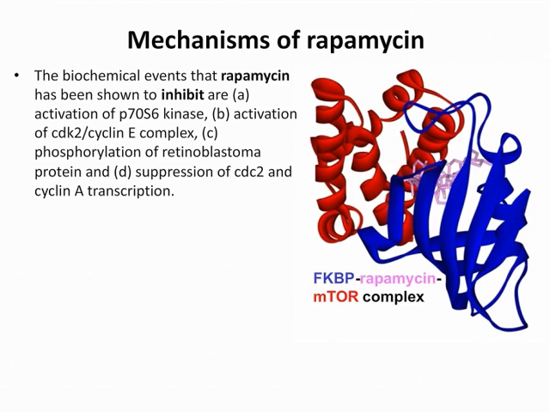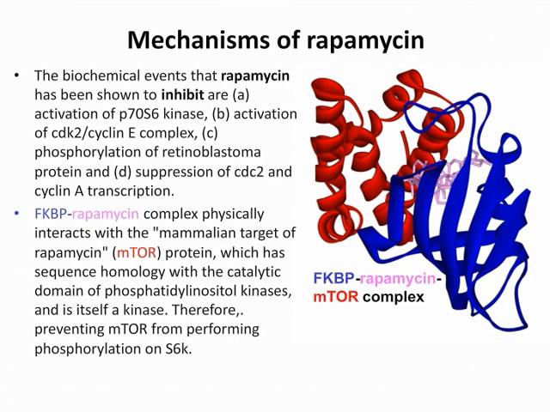So learning objective 9 is defining the mechanism of rapamycin. Rapamycin is a drug that inhibits the activation of P70S6 kinase. It inhibits the activation of CDK2 cyclin E complex. It inhibits the phosphorylation of retinoblastoma protein. And it inhibits the suppression of CDC2 and cyclin A transcription. So those would be good things to know that rapamycin inhibits.